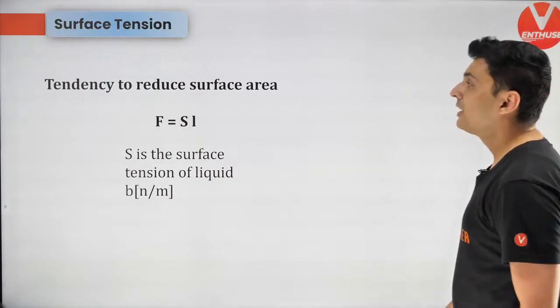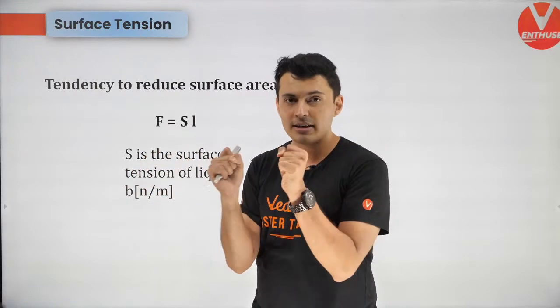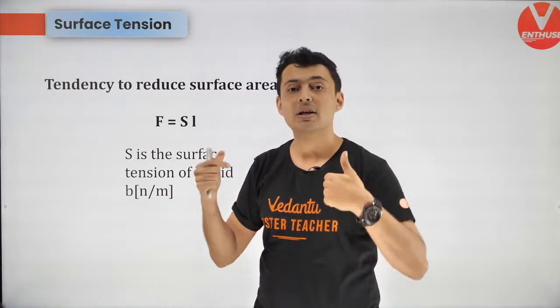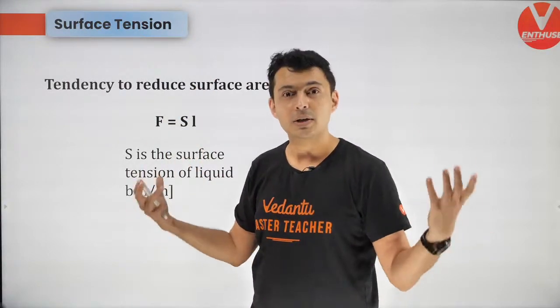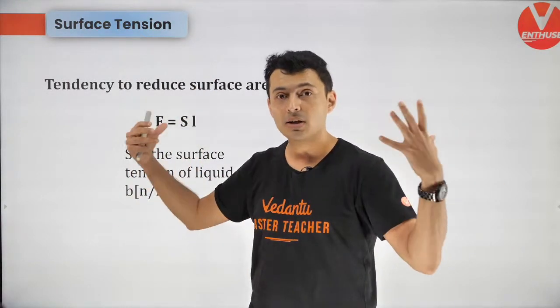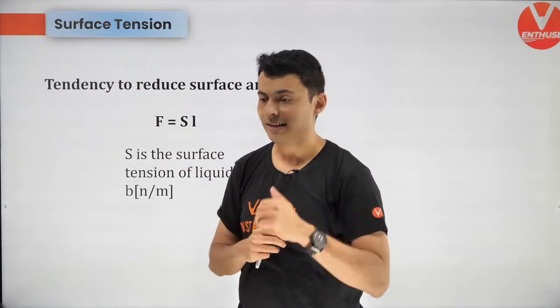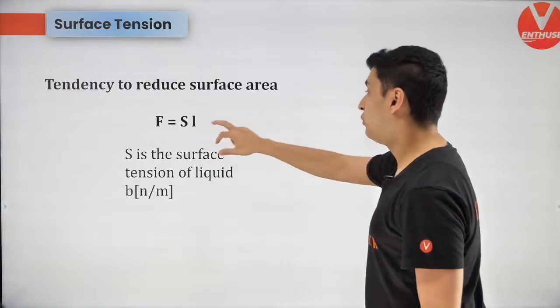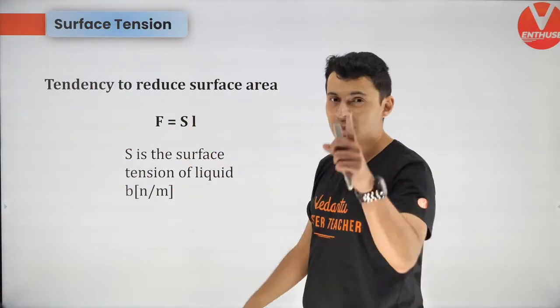Surface tension is the tendency of a liquid to contract its area, because the molecules on the surface have higher energy and they do not like to be on the surface. So these molecules tend to come inside and try to reduce or contract its surface area. So the force of surface tension on the surface is the constant of surface tension into the length.